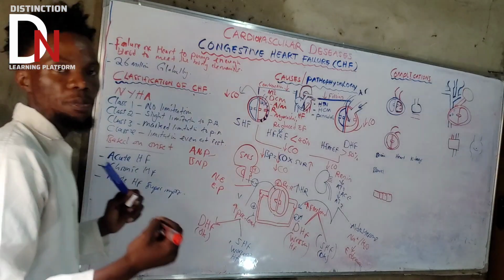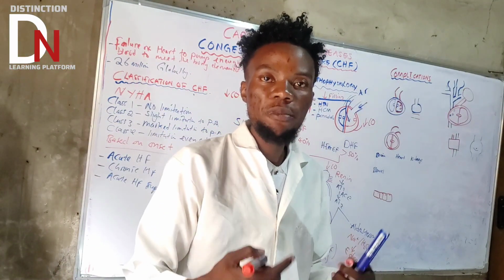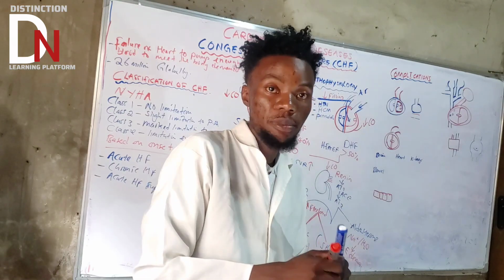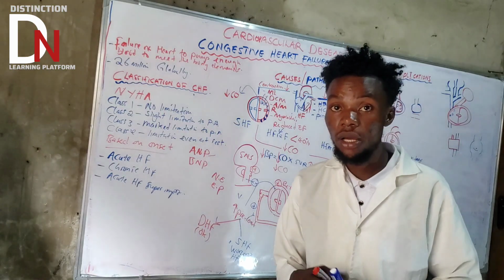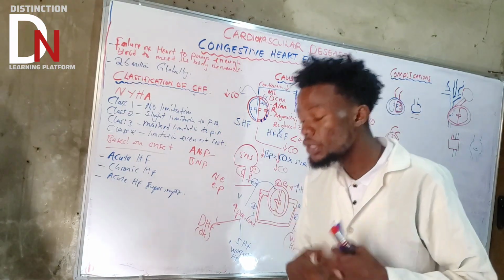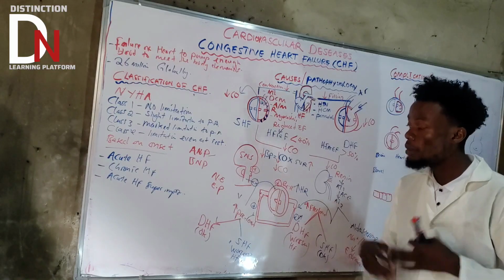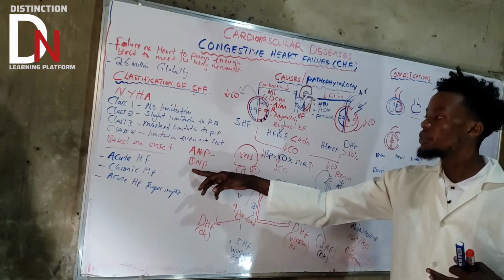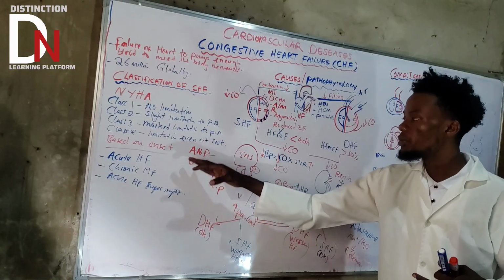ANP is produced by the atria of the heart. BNP, although it's called brain because it was first discovered in the brain, is produced by the ventricles of the heart. Basically, the myocytes of the atria produce ANP, and the myocytes of the ventricles produce BNP.